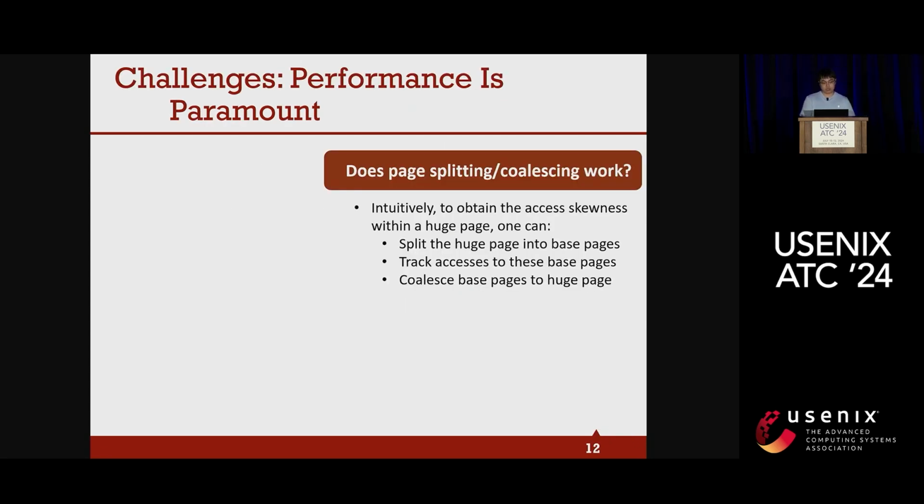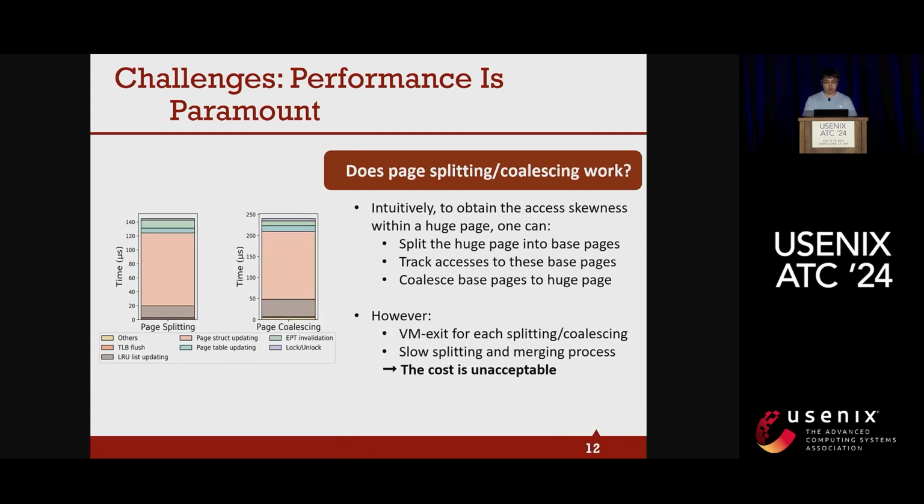An intuitive solution to hot bloat is to split all the huge pages, monitor the internal base pages, and then coalesce the huge pages back. However, the overhead is unacceptable. Every split and coalesce will cause a corresponding VM exit, and those two operations themselves have high overhead, as shown in the figure where we profile the corresponding interface in Linux KVM.